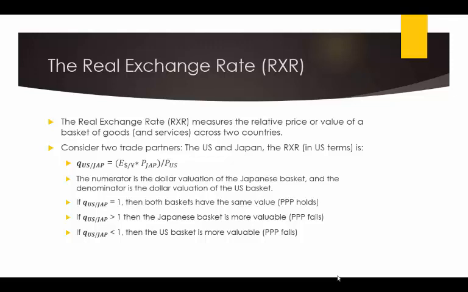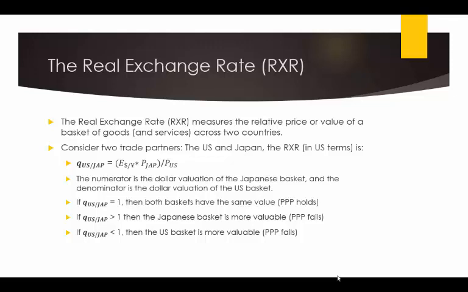The real exchange rate measures the relative price or value of a basket of goods across two countries. So again, considering the United States and Japan, the real US-Japanese exchange rate gives a measure of the value of the Japanese basket as comparable to the value of the US basket, both being expressed in the same currency. If the ratio is equal to 1, then they have the same value and PPP holds. If the ratio is greater than 1, then the Japanese basket is more valuable as it takes more than one US basket to purchase a Japanese basket. PPP fails to hold here.